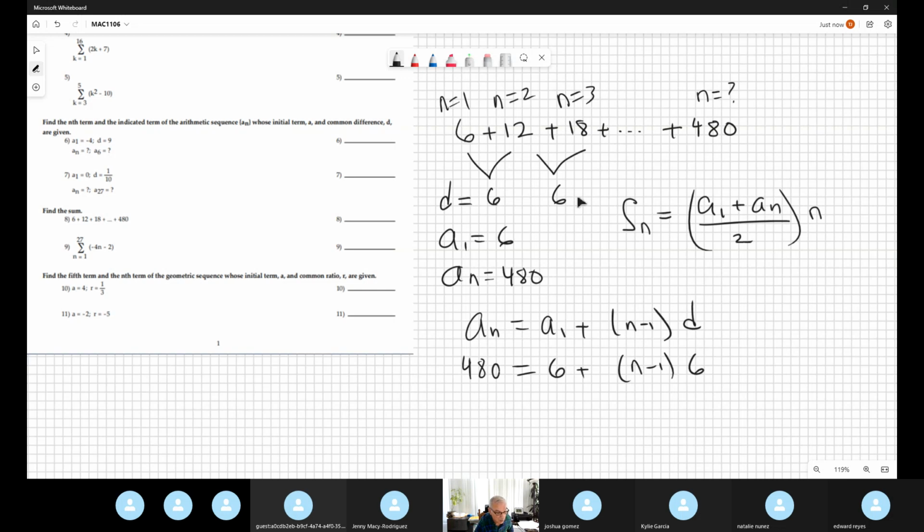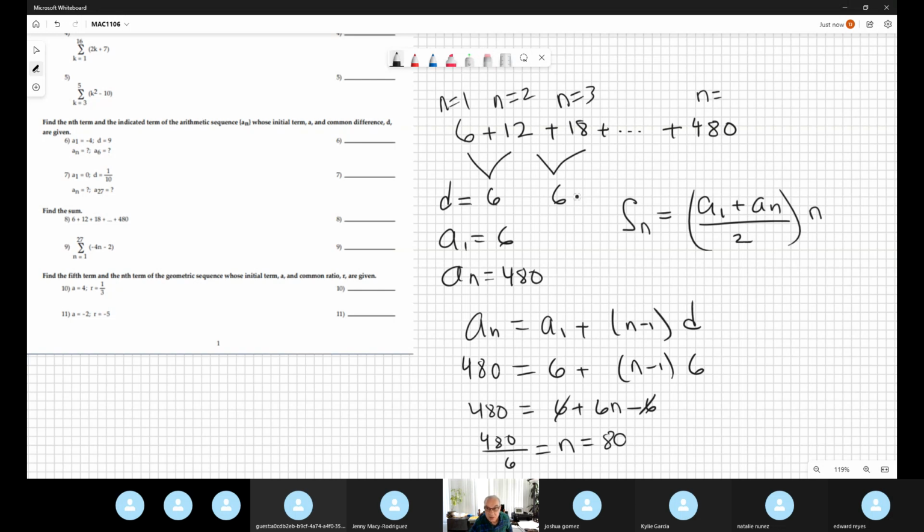To find the n value, let me try. 480 is equal to 6 plus 6n minus 6, no? Distributed here, oh, it cancels. Basically, 480 divided by 6 is n. Therefore, n is 80. This summation contains 80 elements. Wow, that's a piece of cake.